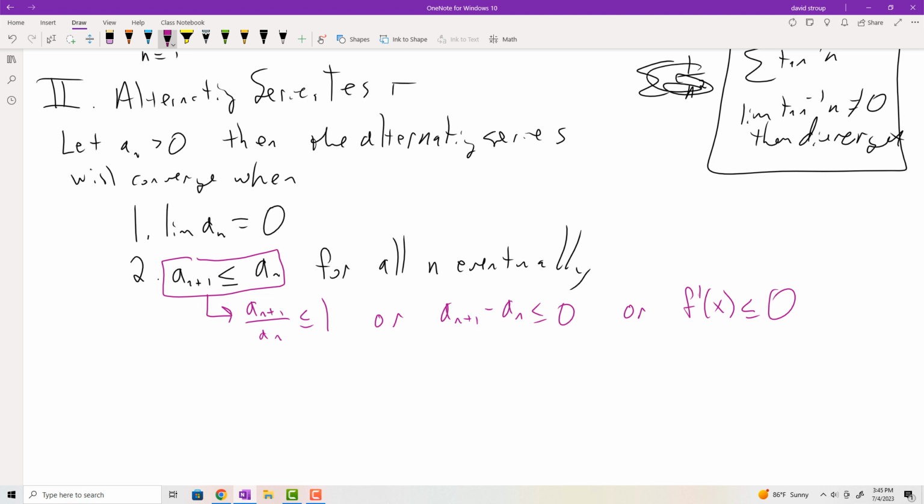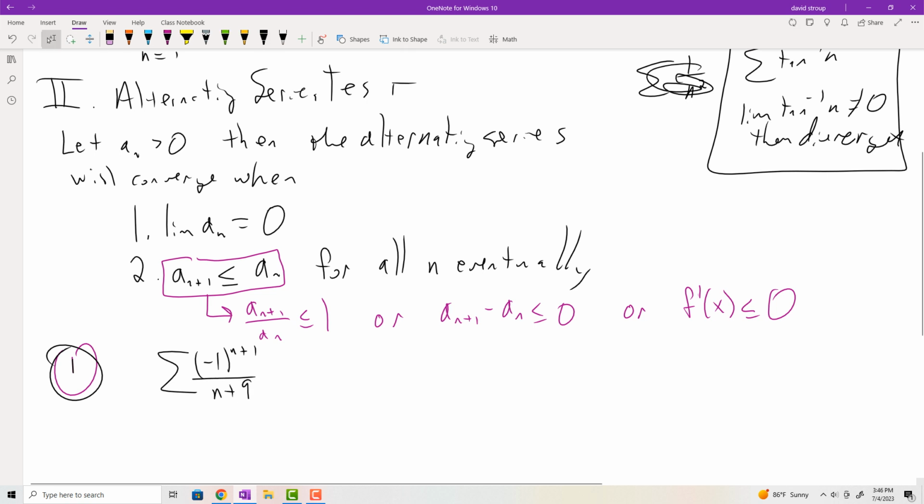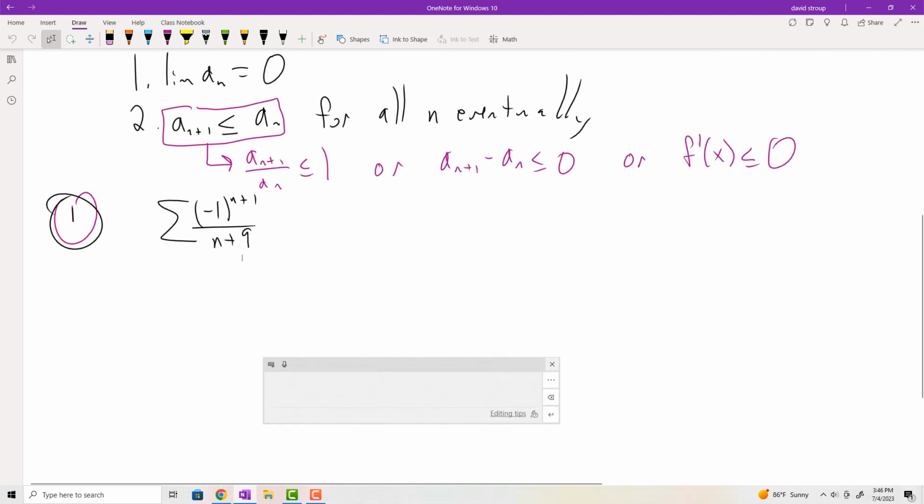So, anyways, I want to look at an example. Let's look at an example first, and then we'll circle back around and do the proof. So, what do we have? Number uno. The sum of -1 to the n plus 1 all over n plus 9. Okay. If you're looking at this, you may say, well, maybe that's like a harmonic series, and maybe that diverges. But let's take a closer look, right?